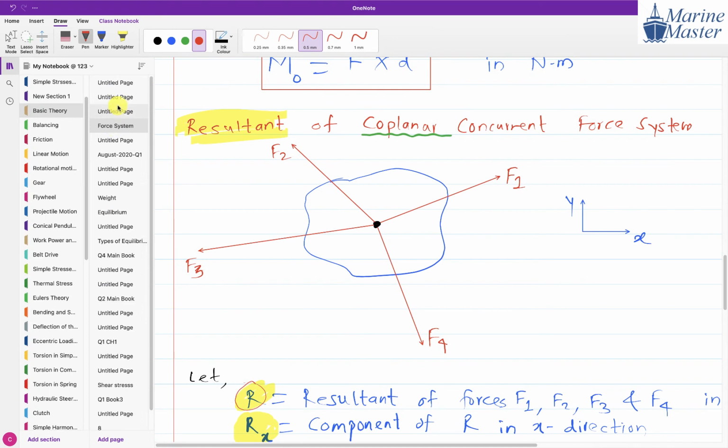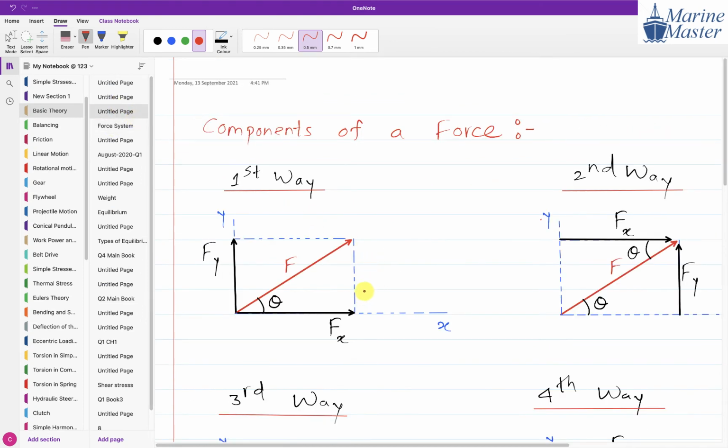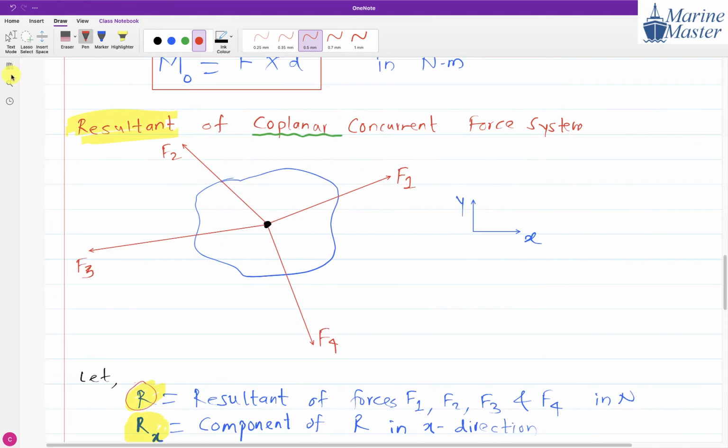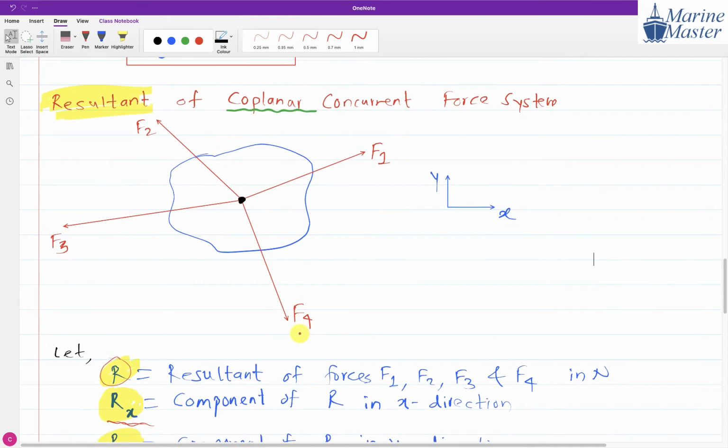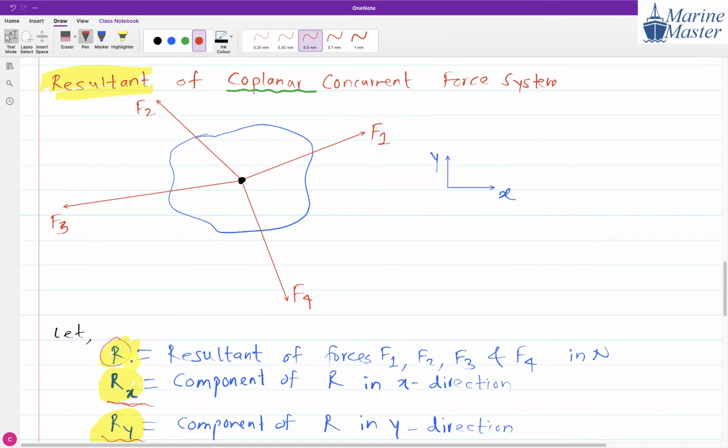The same way we have seen components, basically any force will have components. So here we have seen components Fx and Fy. Similarly, R is a force, though it is a resultant force. R will have components as it is a force. So same as F, R will have two components. One component is in the X direction and another component is in the Y direction. So what is meant by Rx? Component of R in the X direction. What is meant by Ry? Component of R in the Y direction. Any doubt in this discussion?